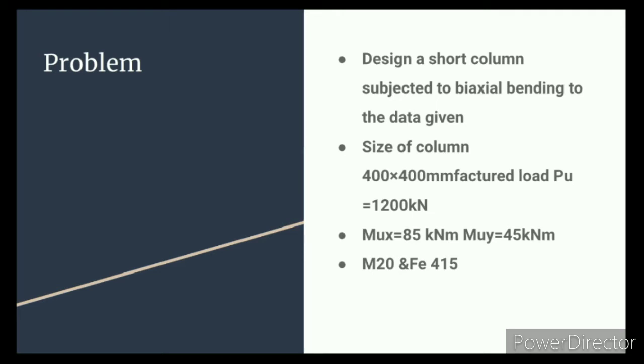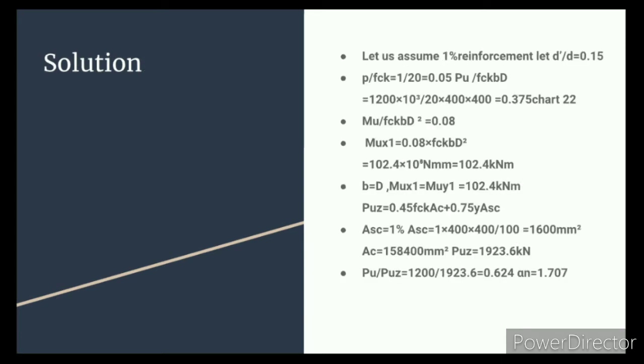Problem: Design a short column subjected to biaxial bending for the data given. Size of column 400 by 400 mm. Factored load Pu is equal to 1200 kilonewton. Mux is given as 85 kilonewton meter. Muy is 45 kilonewton meter. M20 and Fe415 materials are used. Let us assume 1% reinforcement.